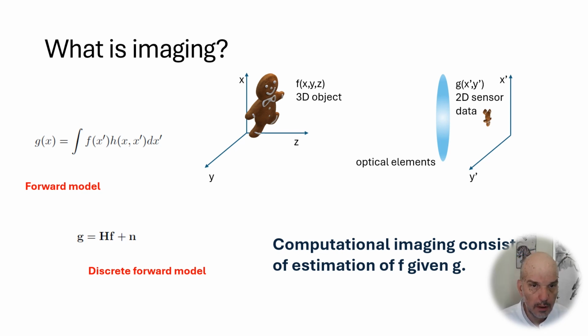challenge of imaging, where we have an object distribution f of x, y, z that is transformed into a measurement distribution g of x prime, y prime, and we want to estimate the object from the measurements. Today we introduce a third element, which is the field in the volume.